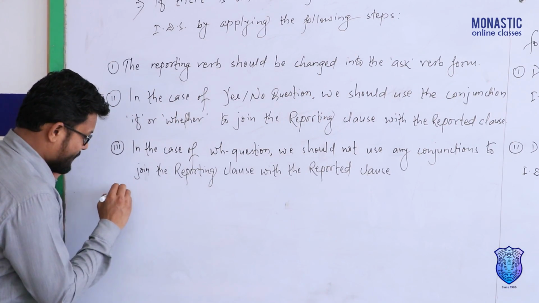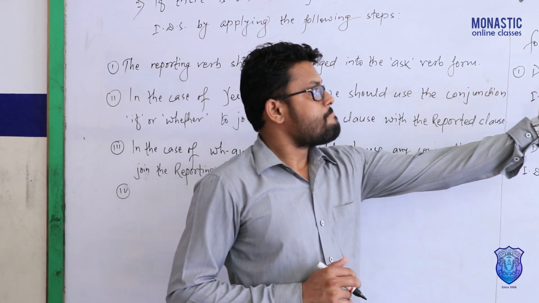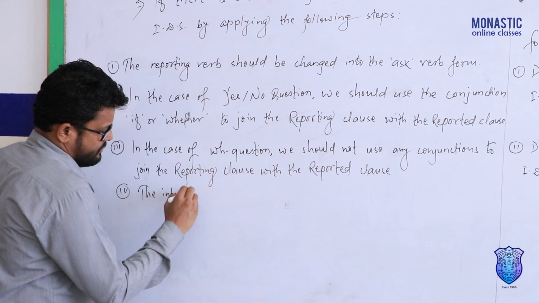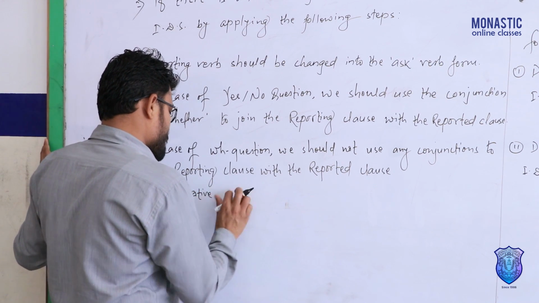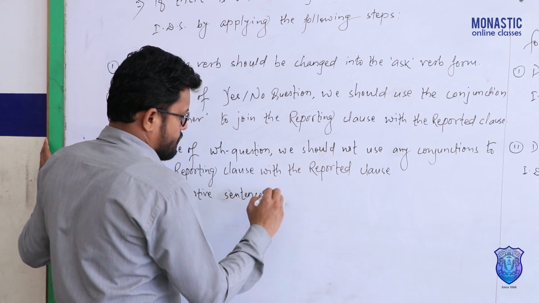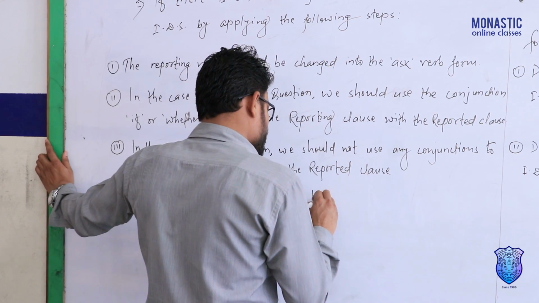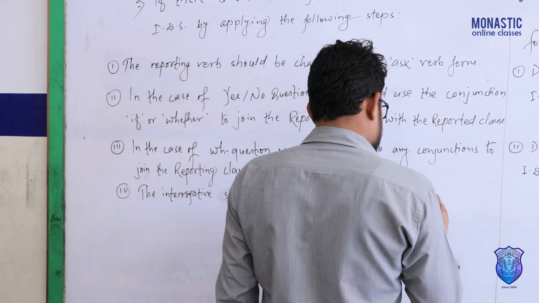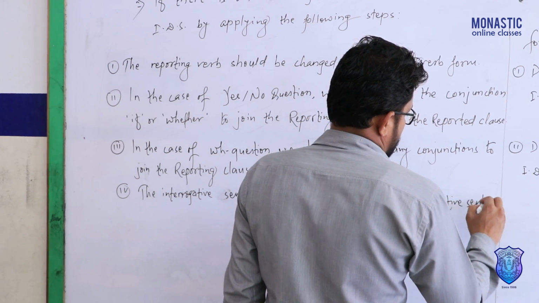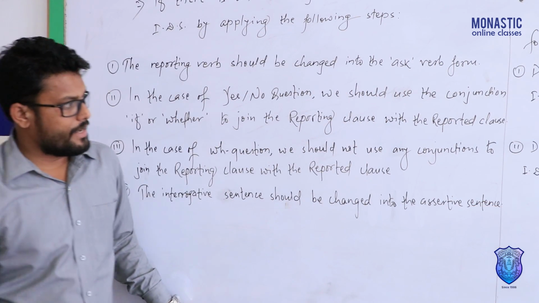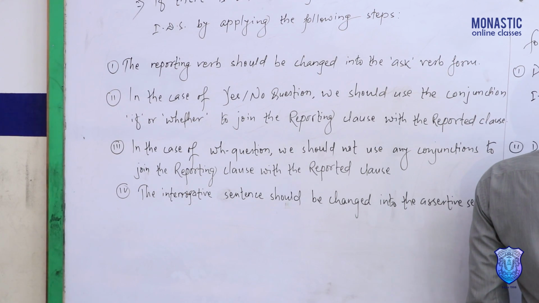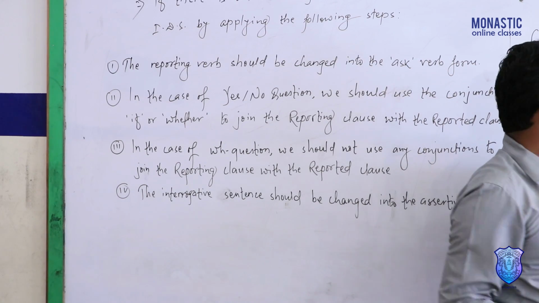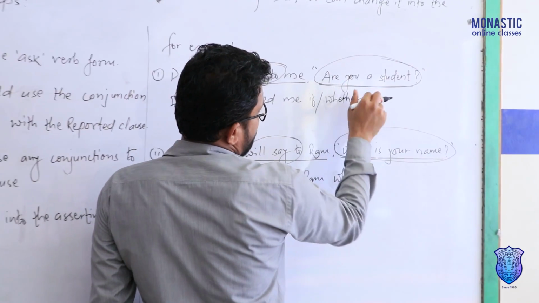Now, the most important part here: you have to change the interrogative sentence into the assertive sentence. The interrogative sentence should be changed into the assertive sentence. So here you can find, are you a student? It is an interrogative sentence, and you can change it into the assertive sentence. I have already given this idea in my previous class, how we can change the interrogative into the assertive sentence.